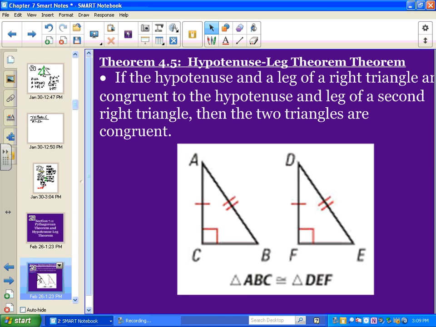And just so you all know, yes, I do realize that I have the word theorem up here twice in the name. That was a typo on my part.